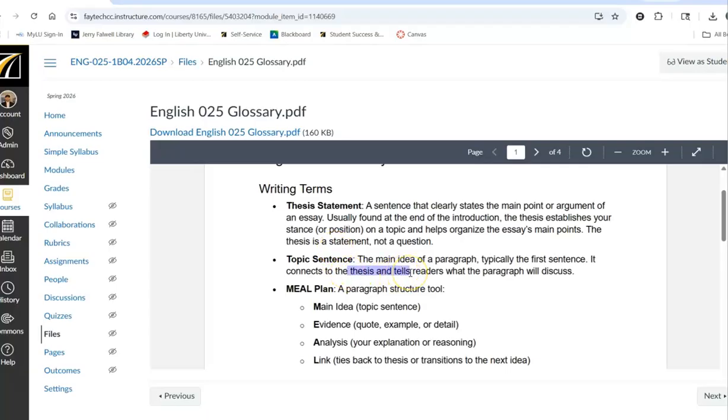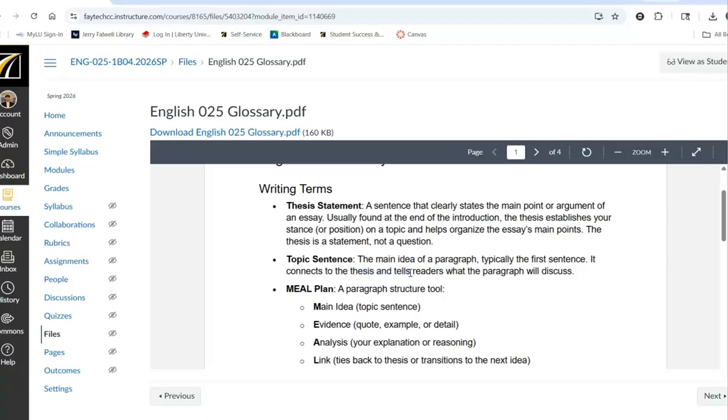Now, for this assignment this week, we're not writing the thesis statement. We're just focusing on writing a paragraph. And so you're going to have a main idea at the very beginning, and we're just going to leave the thesis out for now. We're just working on the structure of a paragraph.